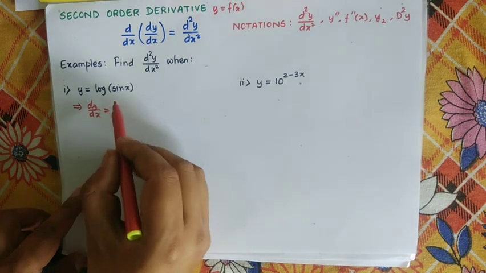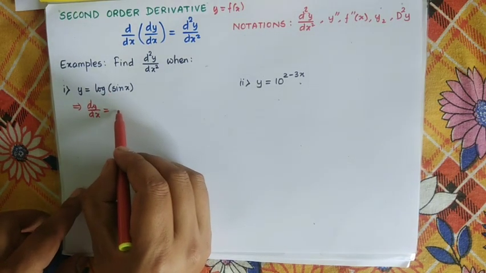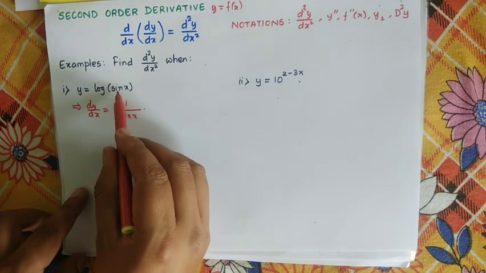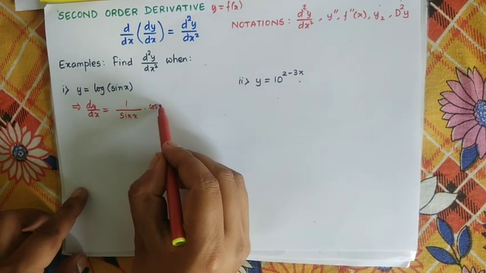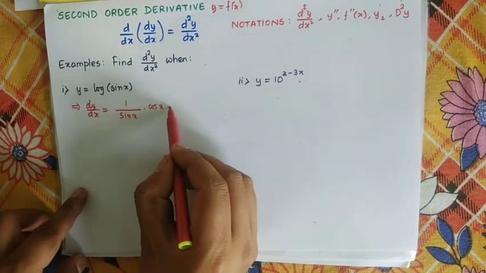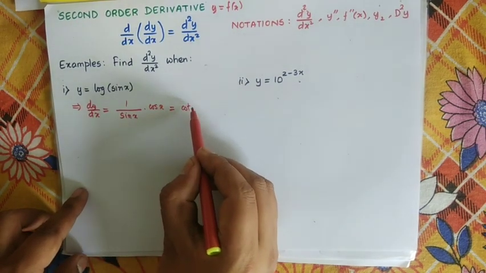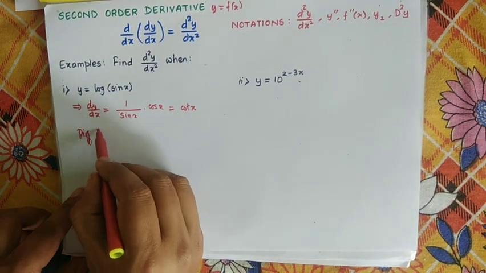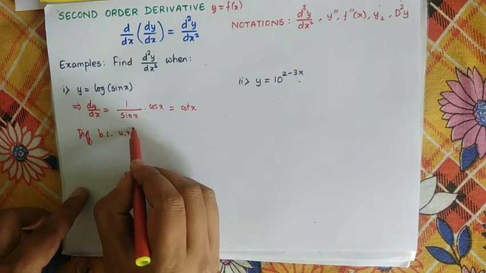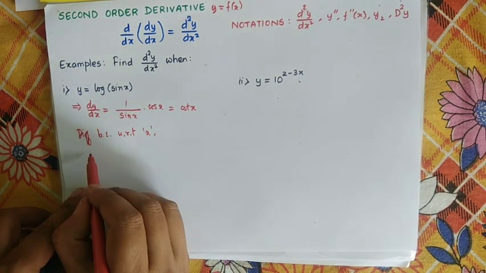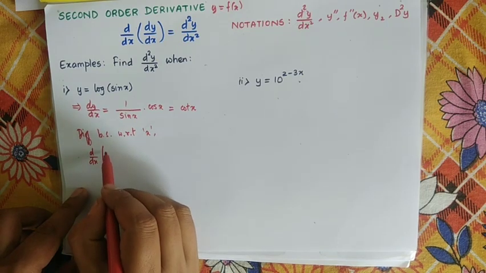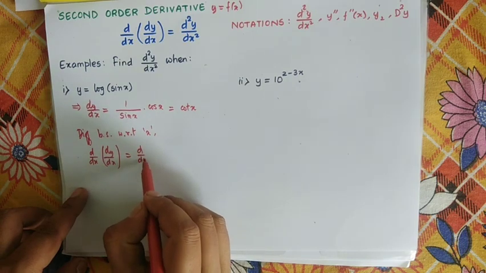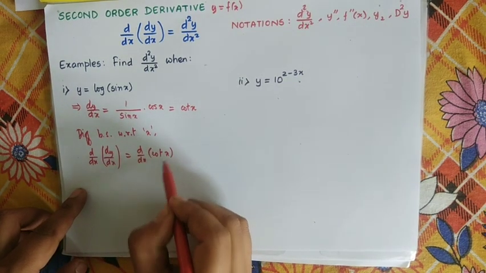Now the chain rule says first differentiate log. So when I differentiate log, then I'll get 1 by sine x into, now the differentiation of sine is cos x. Yes, so that means my dy by dx is cos x by sine x, that is cot x. Is that clear? Now differentiating again both sides with respect to x, then this can be written as d by dx of dy by dx, and here it becomes d by dx of cot x.